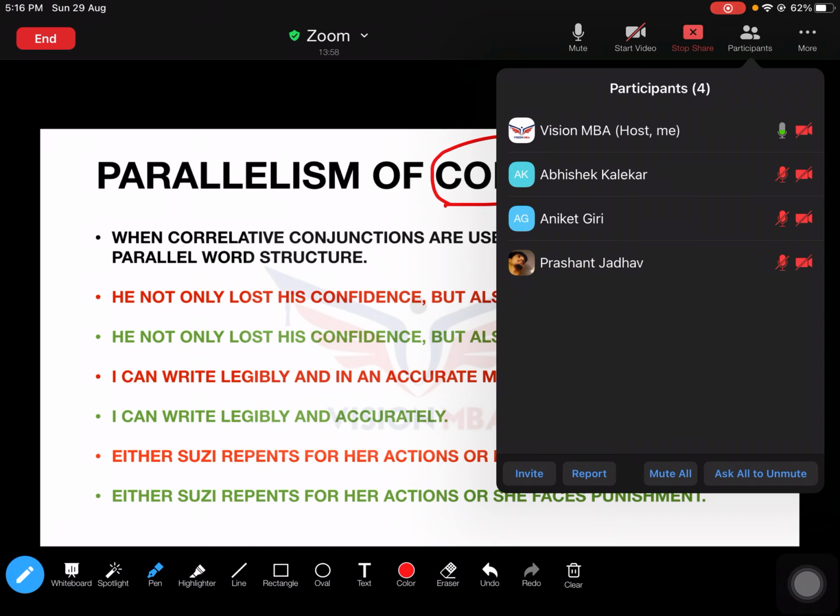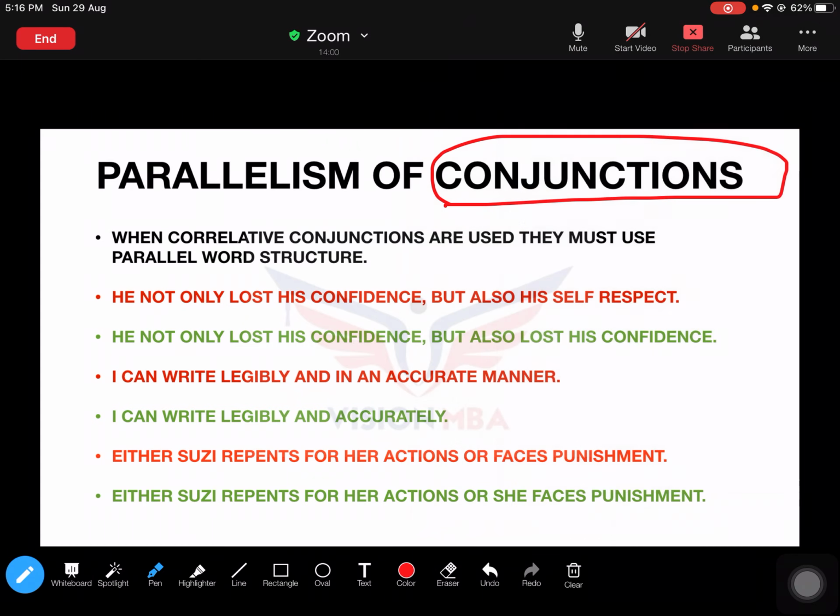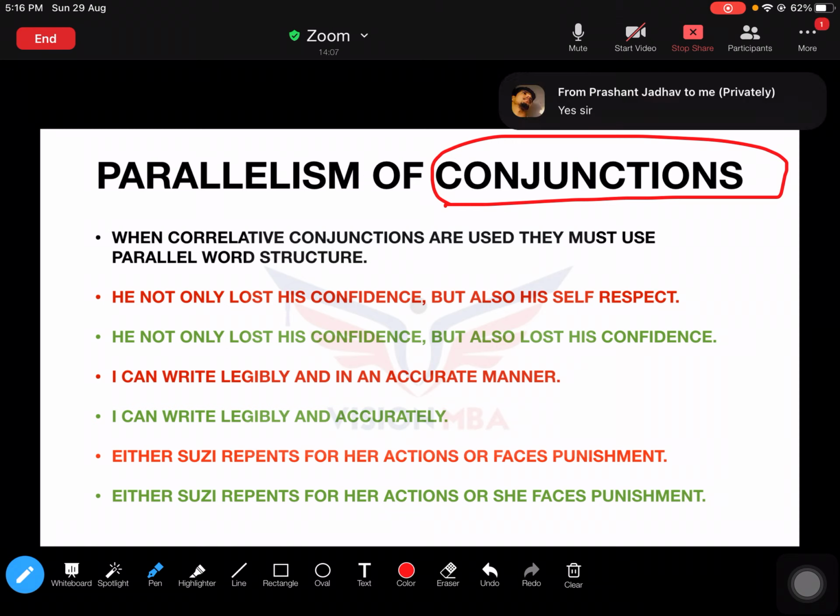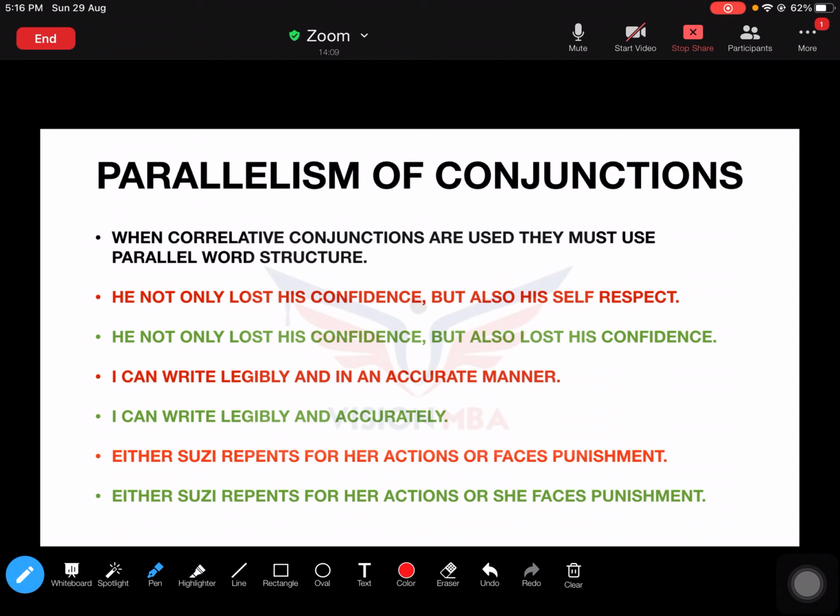Any question till now, guys? Abhishek, Aniket, Prashant, I hope everyone is understanding. If there is any doubt, please ask. Okay. Prashant is showing he's fine. Okay.